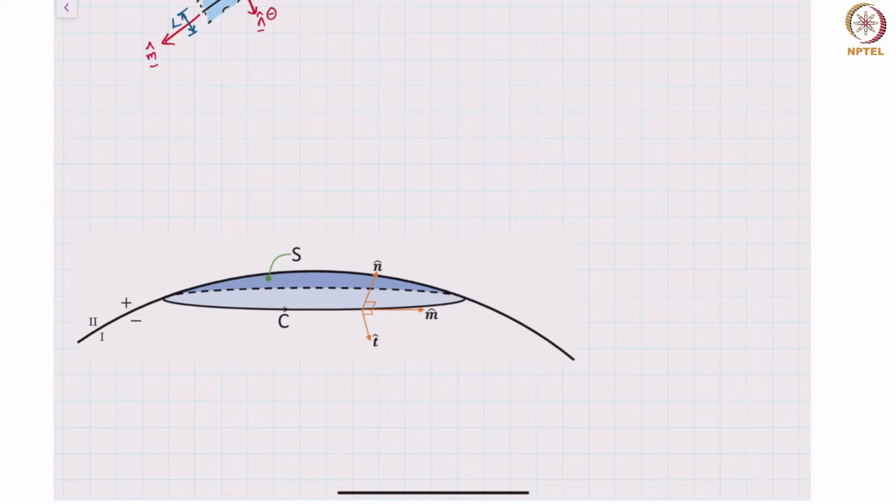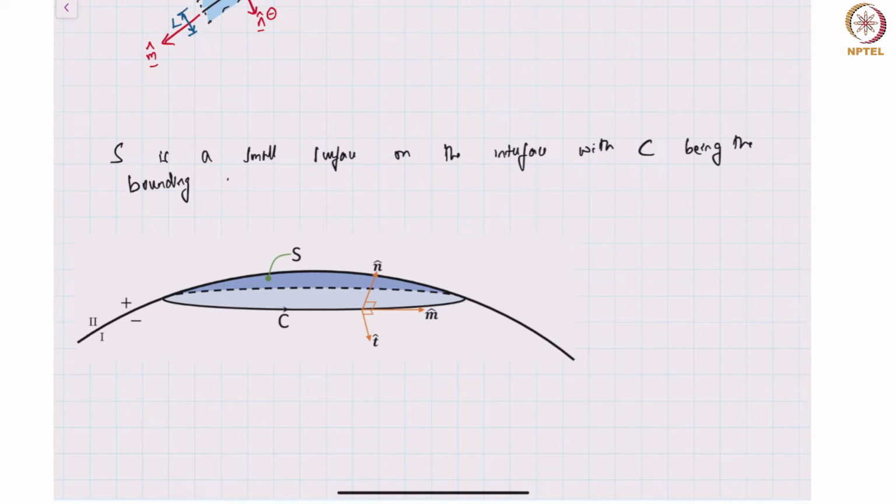Now I have a small surface S. S is a small surface on the interface with C being the bounding contour. So S is enclosed by this boundary C. S is basically a curved surface, so at any point on the surface, the normal vector is changing orientation.